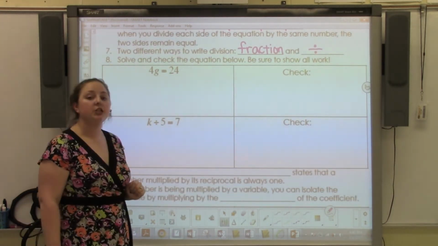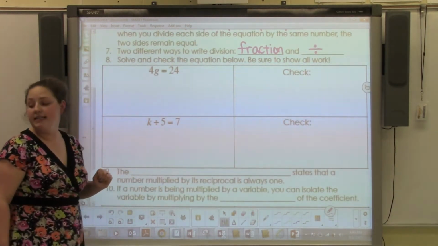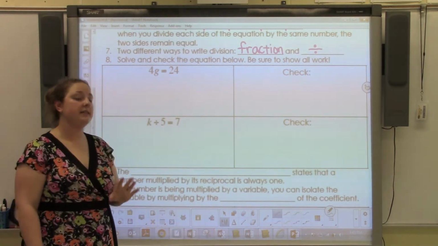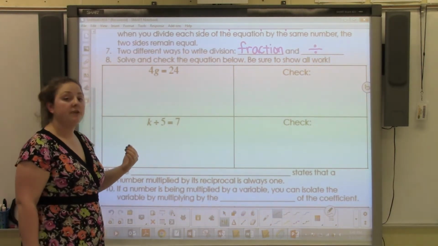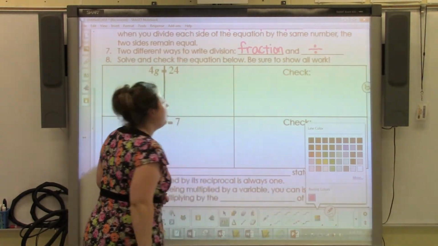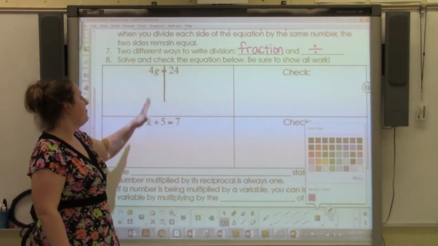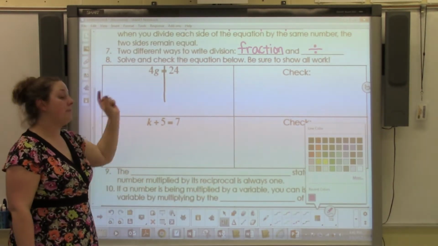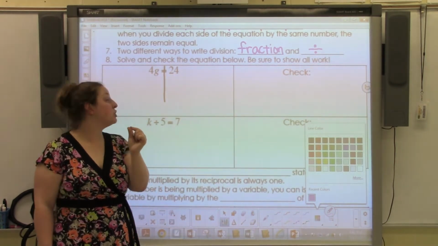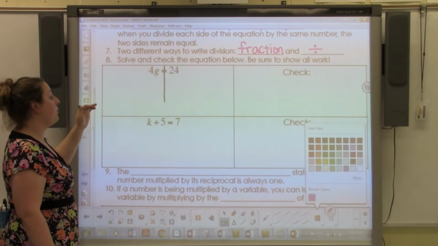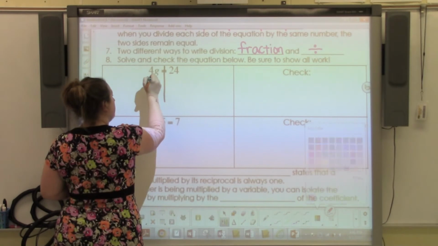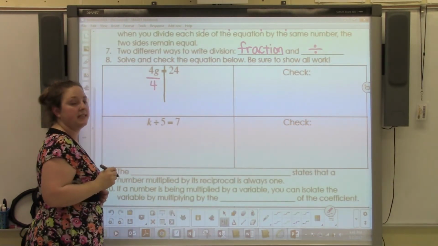All right, so let's take a look at our first example. 4g is equal to 24. So, just like with addition and subtraction, first locate the equal sign and draw a line right down the center. The next step is I need to determine what operation is going on here. That's 4g. Remember, when the coefficient and the variable are squashed together, that means multiplication. So 4g means 4 times g. To undo that multiplication, I must divide. So I'm going to divide by 4 on both sides.